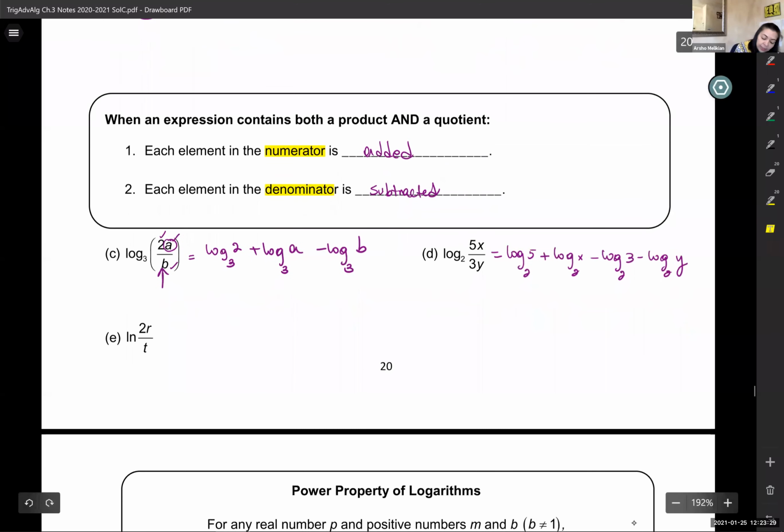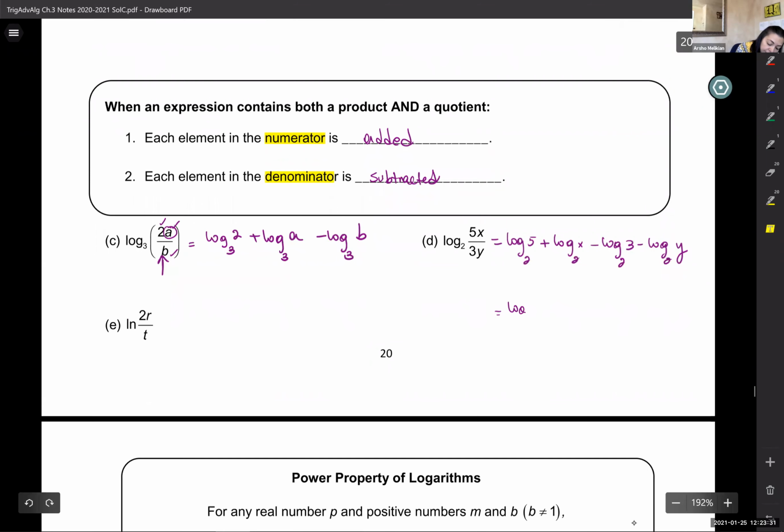And it's just convention. It's common that the ones with numbers, right, we write them in the front. So we can swap and say log 5 minus log base 2 of 3 plus the log x minus the log y. But it's completely voluntary, it's optional. Okay.